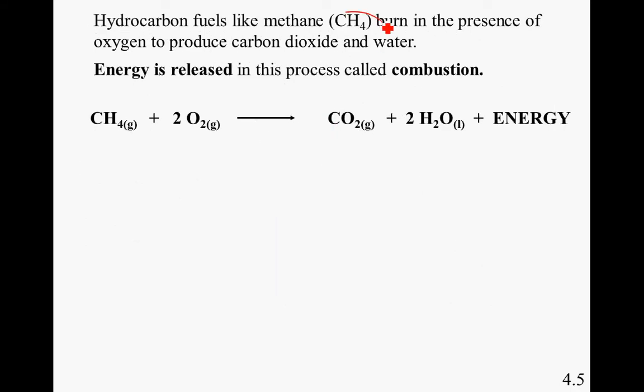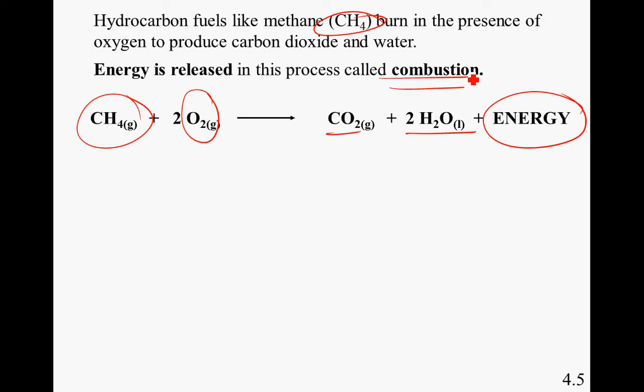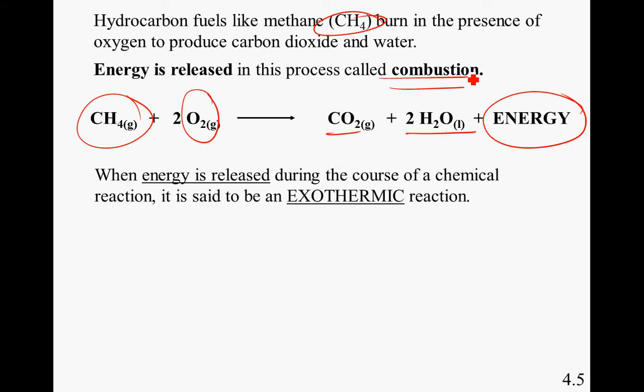Hydrocarbons like methane burn in the presence of oxygen to produce carbon dioxide and water. Energy is released in this process called combustion. When energy is released during the course of a chemical reaction, it is said to be an exothermic reaction. If we break down the words exo and therm, exo reminds you of exit, therm reminds you of heat, or thermometer, or temperature, something along those lines. So the heat is exiting. So in an exothermic reaction, the heat is leaving the system.